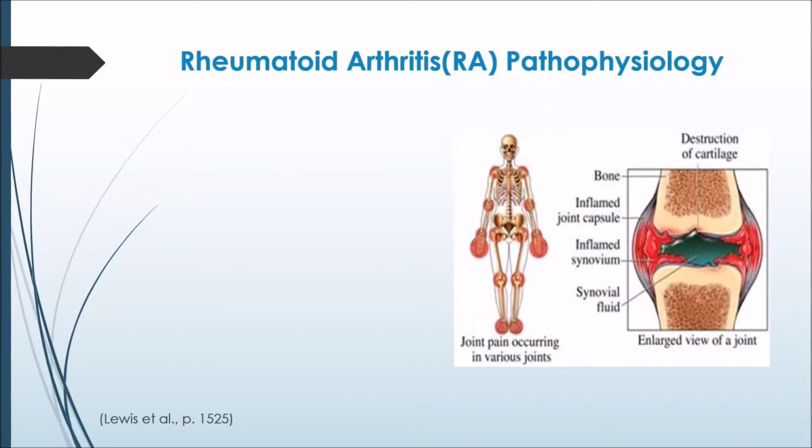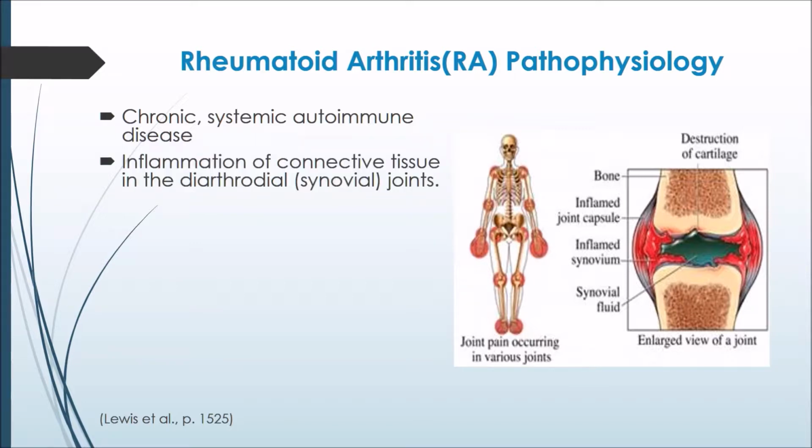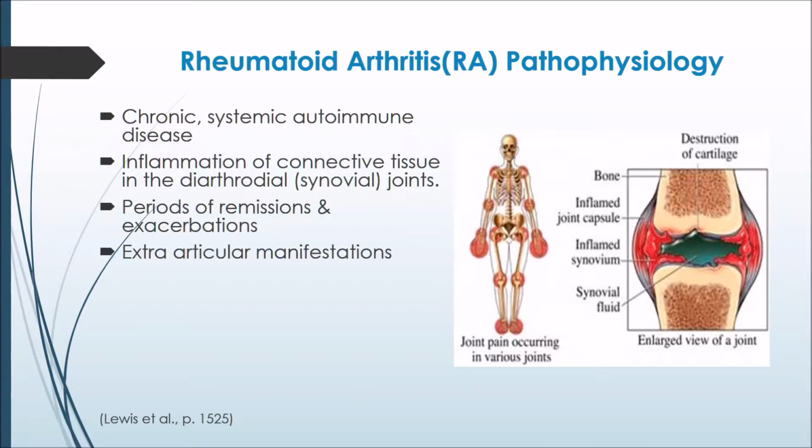Now we're going to discuss the pathophysiology of rheumatoid arthritis, which is a chronic systemic autoimmune disease characterized by inflammation of the connective tissue inside the synovial joints. Typically, it's marked by periods of remissions and exacerbations. There's often extra-articular manifestations outside of the joints.